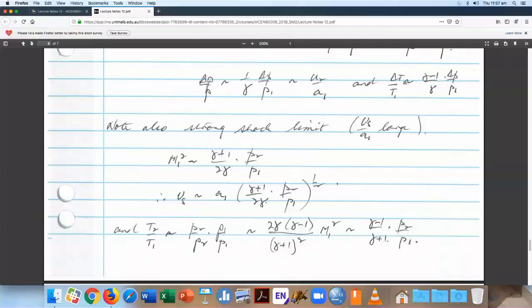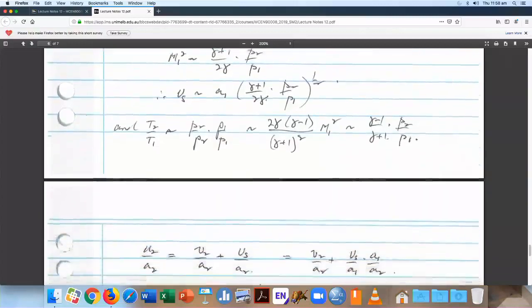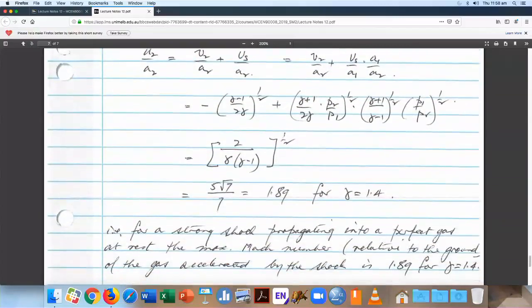And I can also use my relationships for T2 over T1 and the relationship I had for strong shocks of ρ1 over ρ2. And that was gamma minus 1 over gamma plus 1 is the ρ1 over ρ2, and this P2 over P1 I've just written down for you here. P2 over P1 is this one here. So that I'm going to quit there.